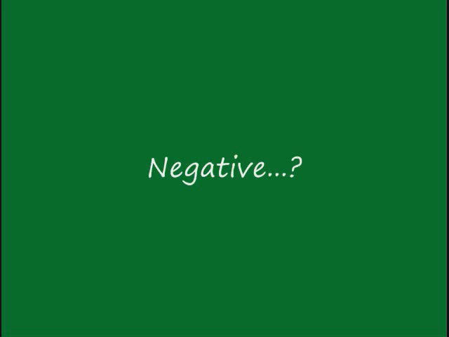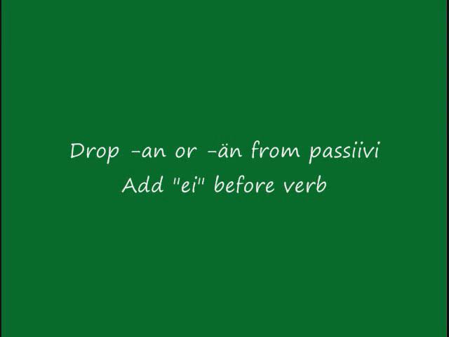But what do you do when you want to make it negative? Well, that's pretty easy. All you have to do is drop the final -an or -än and add "ei" before the verb. So halutaan becomes ei haluta, rakastetaan becomes ei rakasteta, opiskellaan becomes ei opiskella.